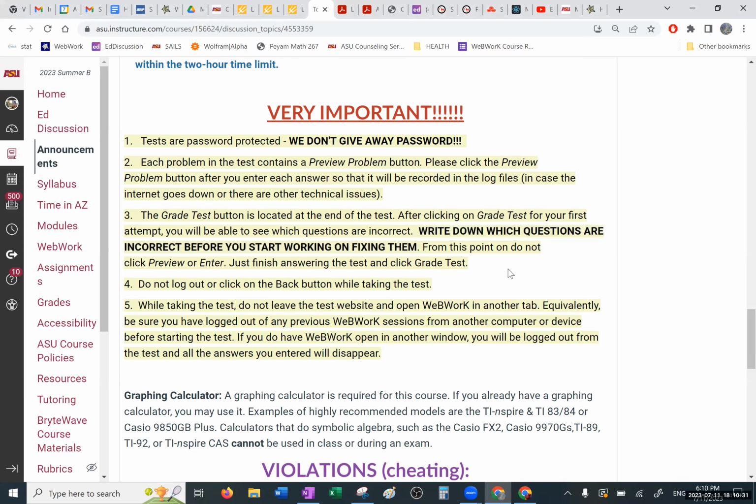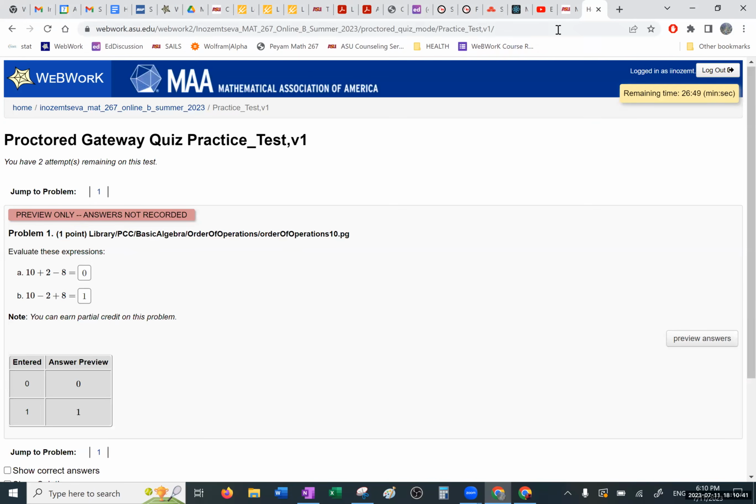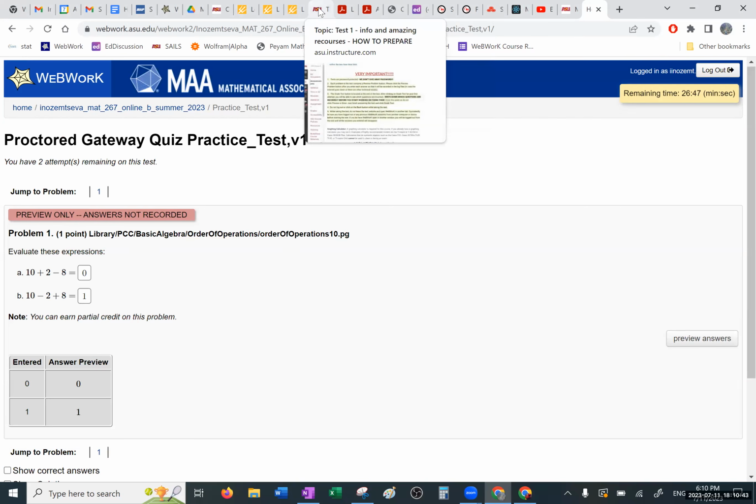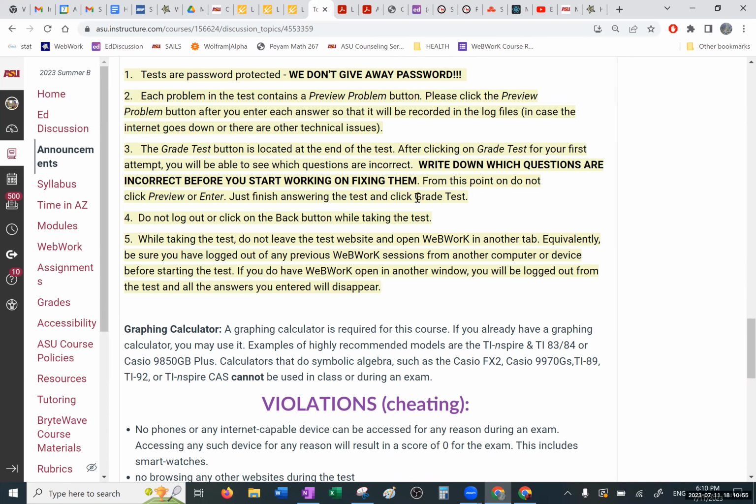Yes, it's recording. So when you click the grade test button, it shows you what will be red and what will be green. And you write down, because that information will disappear, which questions are incorrect. From this point, we do not click preview or enter. You just finish answering the test, click grade test, and that will be the end.